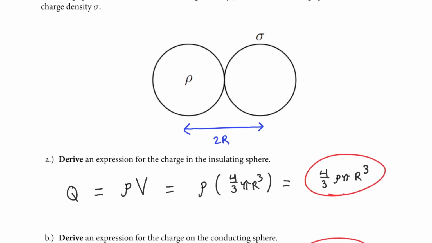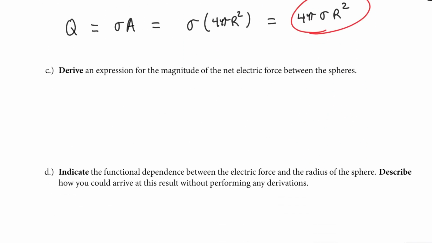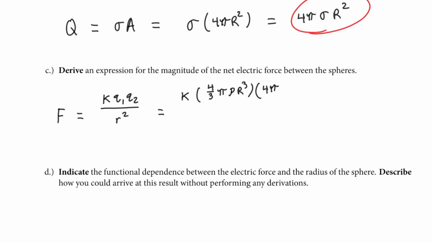Now we can find actually the force between the spheres because we know each of their charges. So F is equal to K Q1, Q2 over the distance between them squared. So Coulomb K is just K. The charge on the sphere that was insulating is 4/3 pi rho r cubed. And the charge on the conducting sphere with surface charge density was 4 pi sigma r squared. And the distance between the two was 2r. So I have to square that entire thing. Because again, we use shell theorem here, center to center distance.